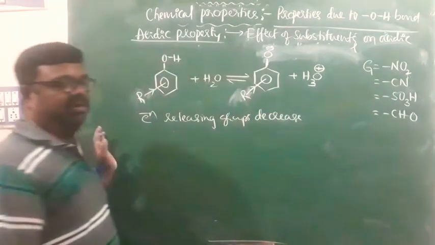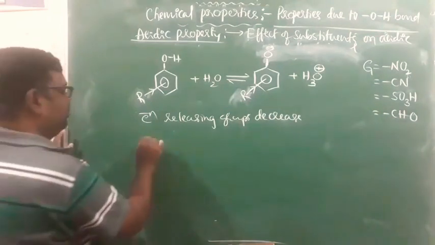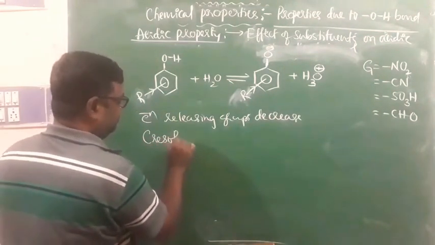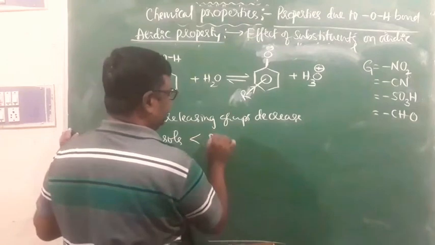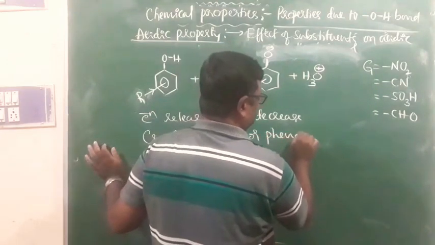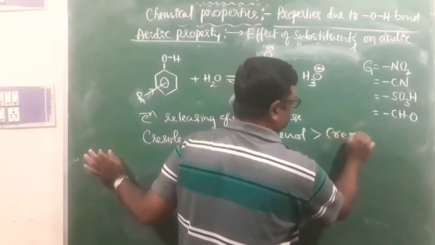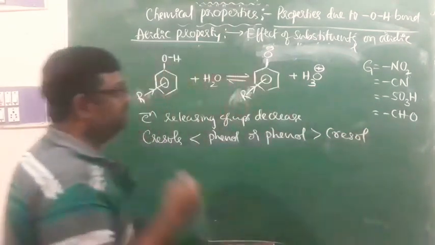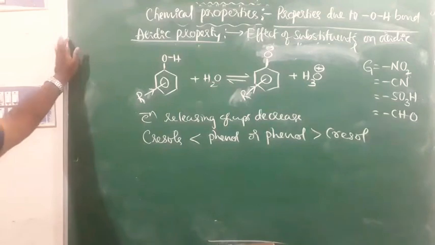Acidic strength of phenol decreases. Therefore, all cresols are less acidic than phenol, or phenol is more acidic than cresols. In the case of cresols, we have one electron releasing group, that is the CH3 group, right?